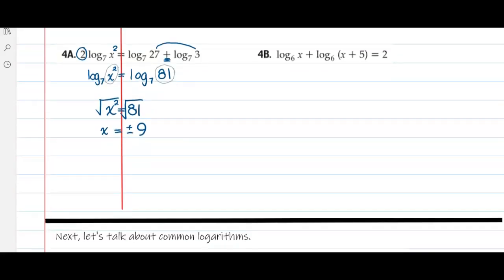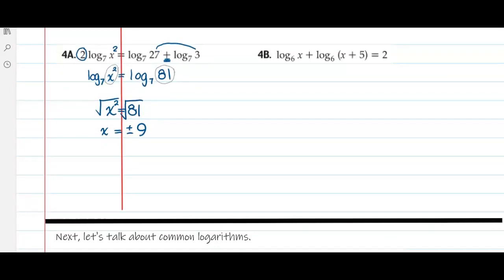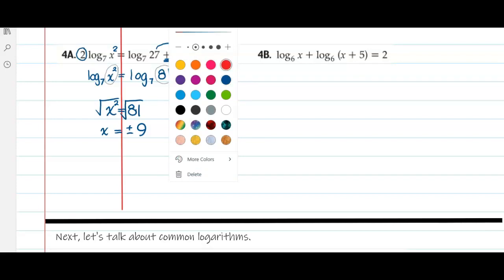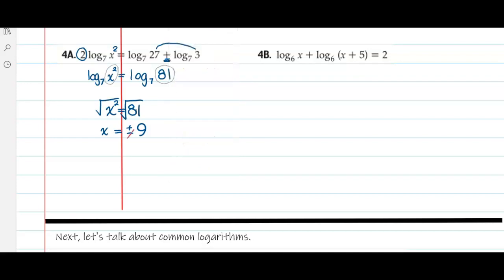Now, thinking back to what we just learned in this original problem, 2 times the log base 7 of negative 9 is not possible. I'm not allowed to have a negative number by itself right here. So that means that I can eliminate that answer choice, and my final answer is x equals 9.